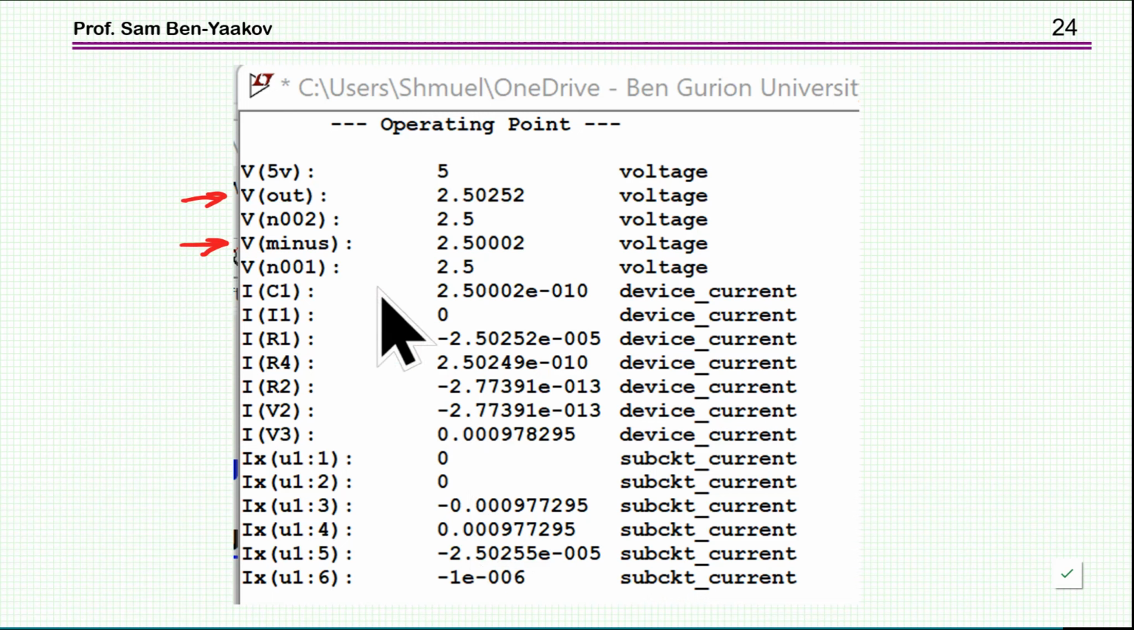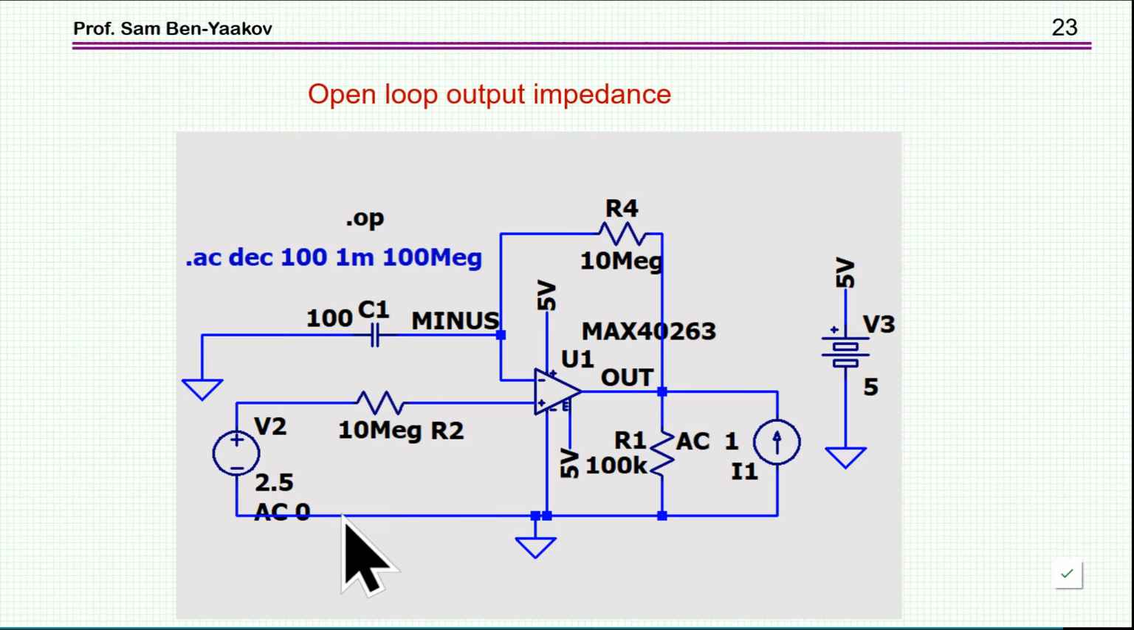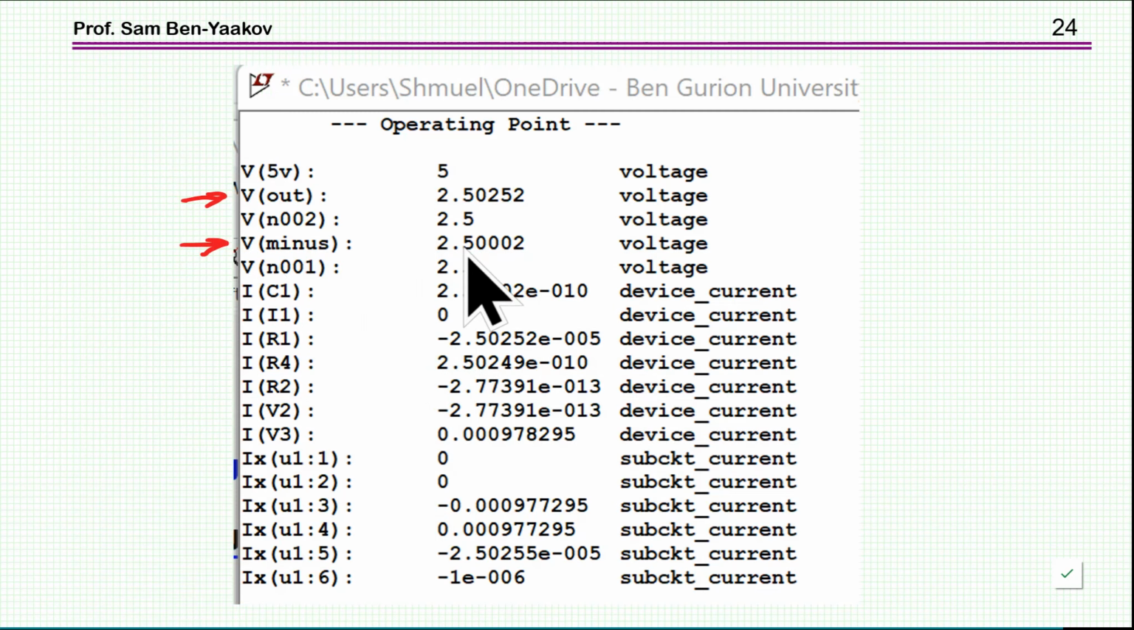And you see that I get 5 volts here, and this is the output, 2.5. Let's have a look here. This is 2.5, so the output indeed should be 2.5, okay, and it is. And I can actually look at this point too. Minus is also 2.5, so I know that I am in the proper operating point. Very, very important to look at the operating point before running AC analysis if you have a nonlinear circuit.